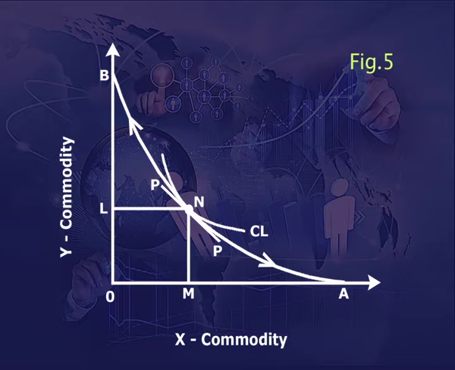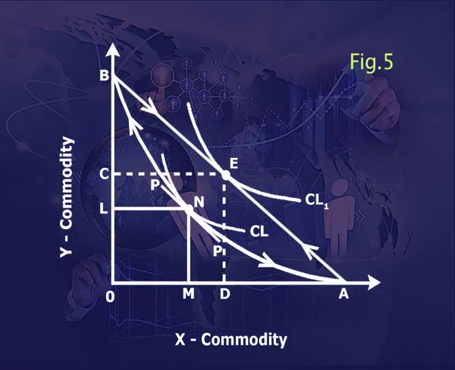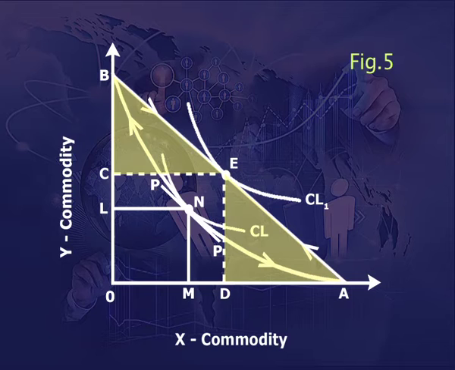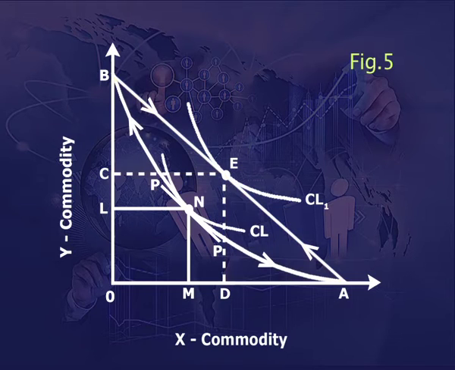Given the international price ratio, terms of trade BEA, a feasible equilibrium would be point E, with trade triangles BEC and EAD. Country A exchanges DA of X with country B's CB of Y. Due to increased specialization, both countries consume more, being at point E on the higher community indifference curve CL1. Thus, both countries gain MD of X and LC of Y.